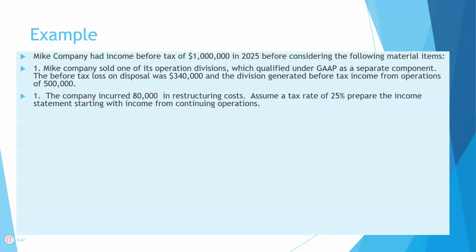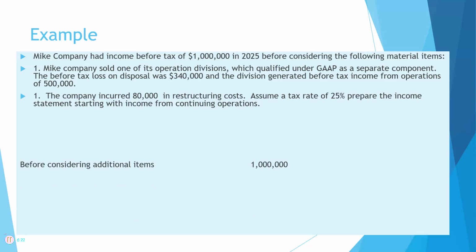Okay, my company has income before tax of $1 million, and then it has some material items. The company sold one of its operation divisions, which qualified under GAAP as a separate component. The before-tax gain on disposal is $340,000, and the division generated before-tax income from operations of $500,000. Next, the company incurred $80,000 in restructuring costs, and we have to assume the tax rate is 25%.